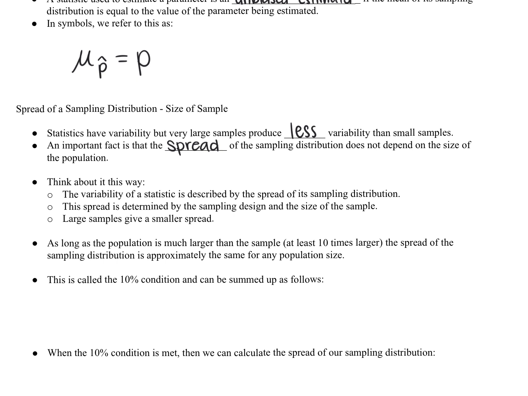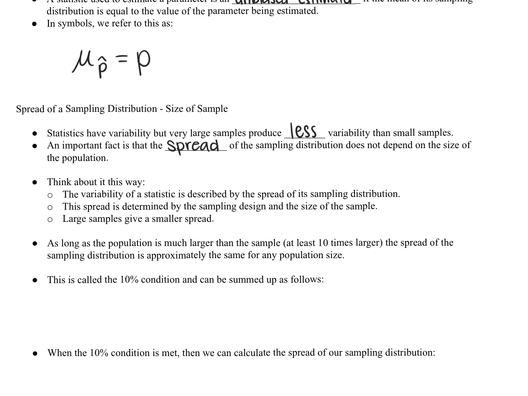A couple ways to think about it is that your variability is described by the spread of your data. The spread is determined by the sampling design, which should be an SRS, and the size of your sample. And the larger the sample, the smaller the spread, which makes sense. As long as the population is much larger than the sample, at least 10 times larger, then the spread of the sampling distribution is approximately the same for any population size.